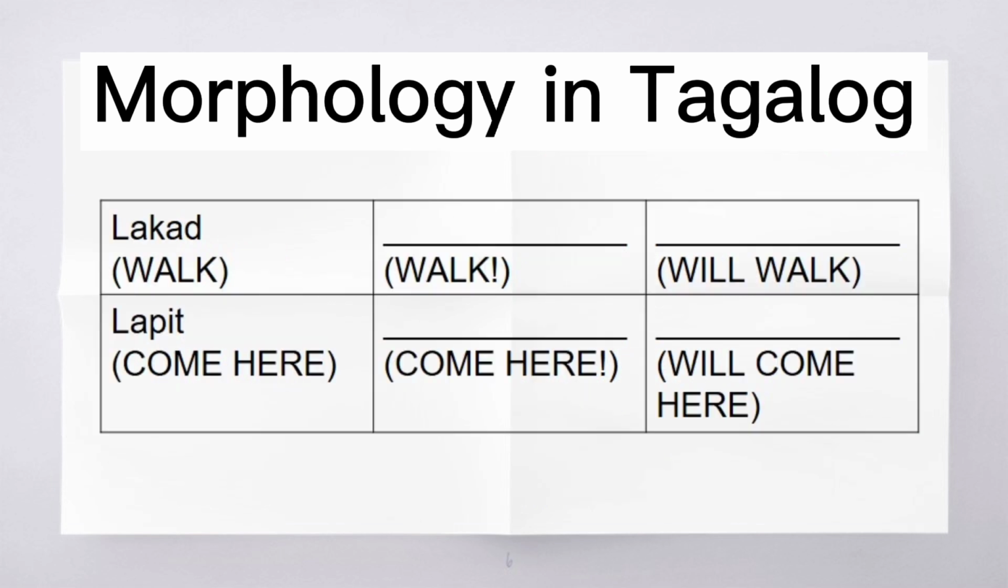Using this information, we can complete the following examples. If lakad means walk, how about walk? How about will walk? If lapit means come here, how about come here? Or will come here? In the second column with the infix we would write lumakad and lumapit. In the third column with reduplication, we would write lalakad and lalapit. So next time you're enjoying a stroll through the streets of Manila and you hear lumapit, you'll know what to do.